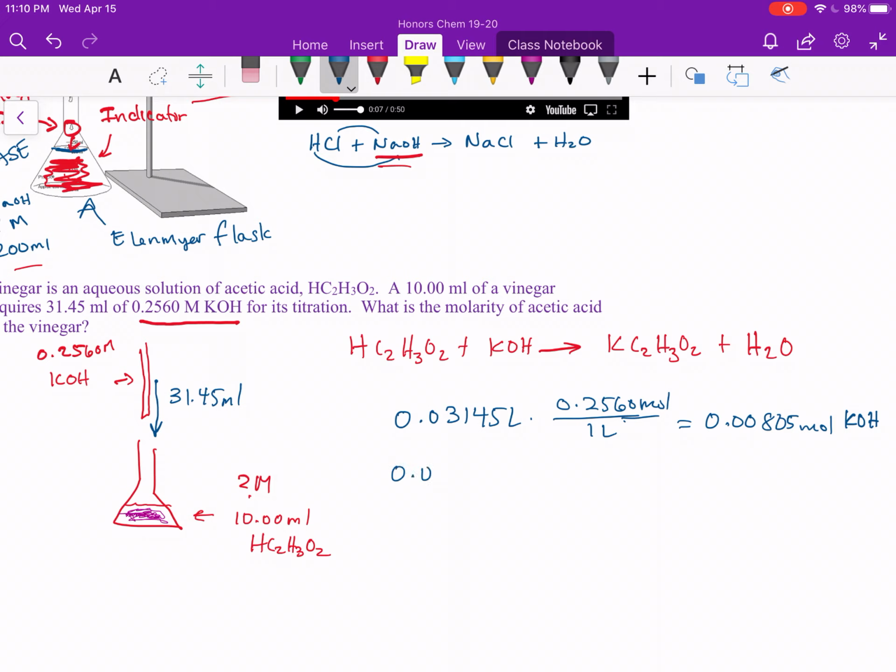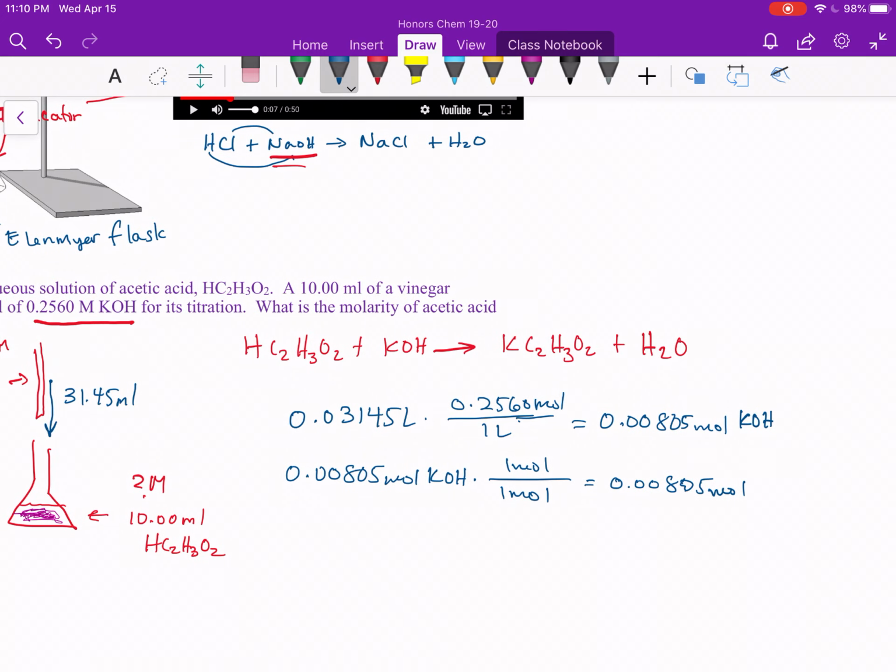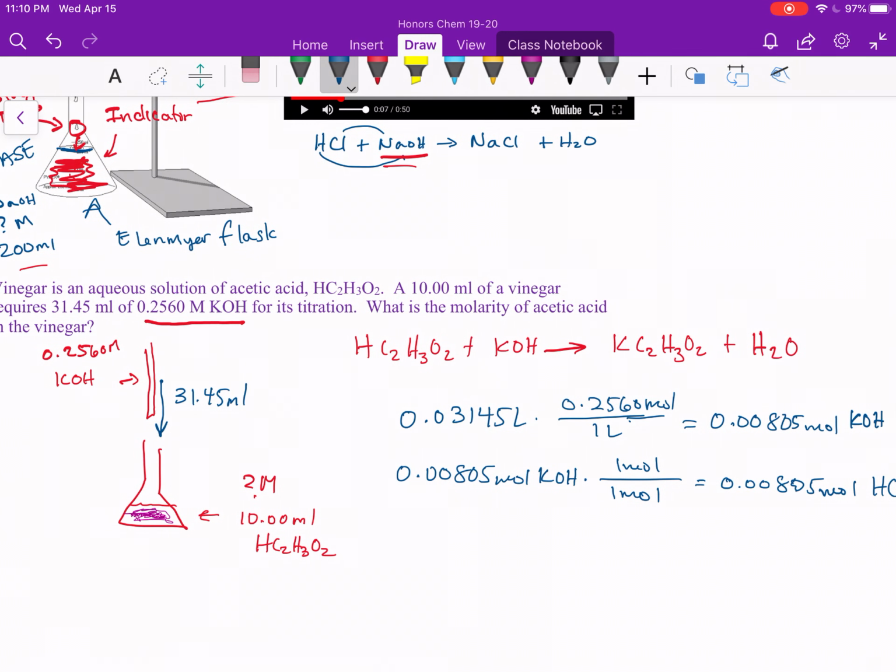Now I know 0.00805 moles of KOH, and my mole ratio is 1:1, which means I have 0.00805 moles of my acetic acid. So in my Erlenmeyer flask, to start off with, when I put my 10 milliliters in, that 10 milliliters contained my 0.00805 moles of my acetic acid.